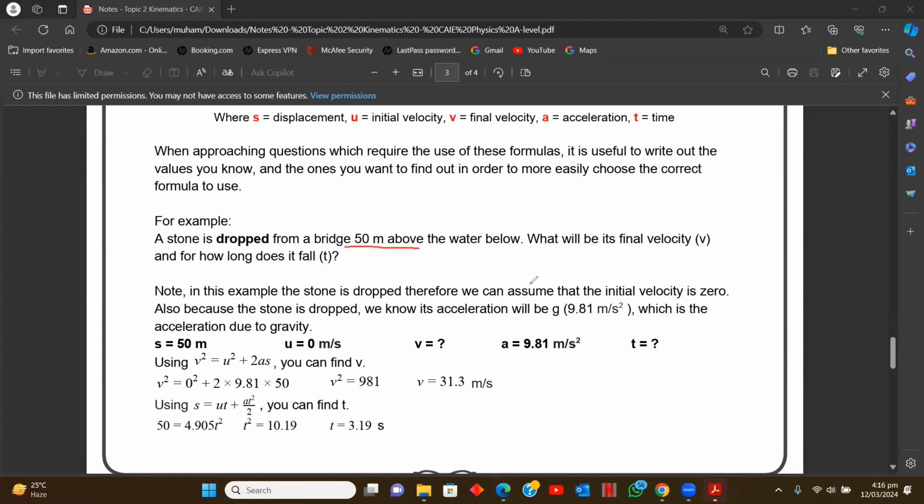So this is the displacement, right? So you just write down that you know the displacement, which is 50 meters. Okay. Then u, which is the initial velocity.